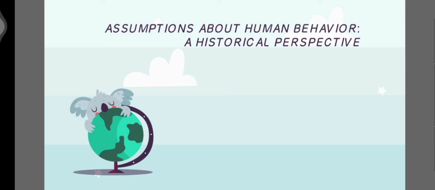Well, we are going to talk about assumptions about human behavior from a historical perspective. Humans are complex beings. Human behavior is influenced by many factors that can alter the structure of life, and human behavior is a form of adaptation to change.